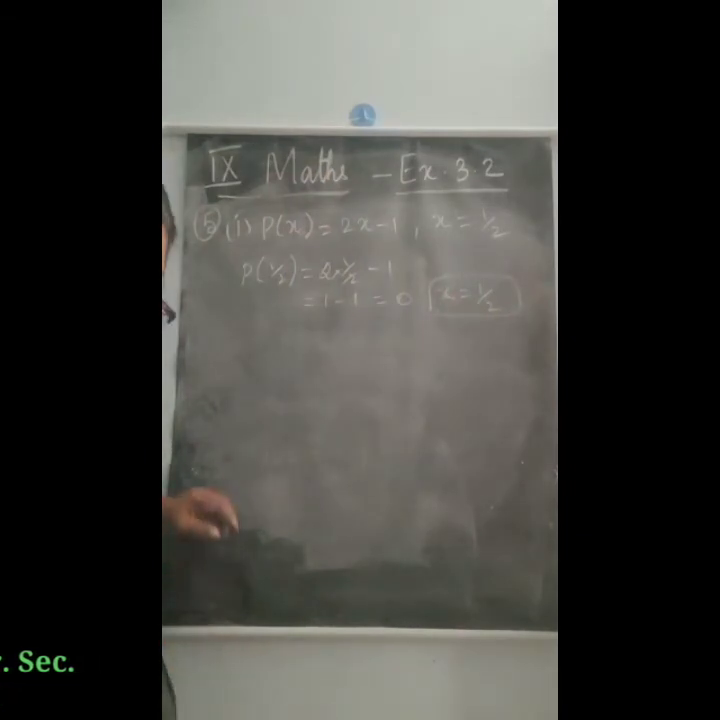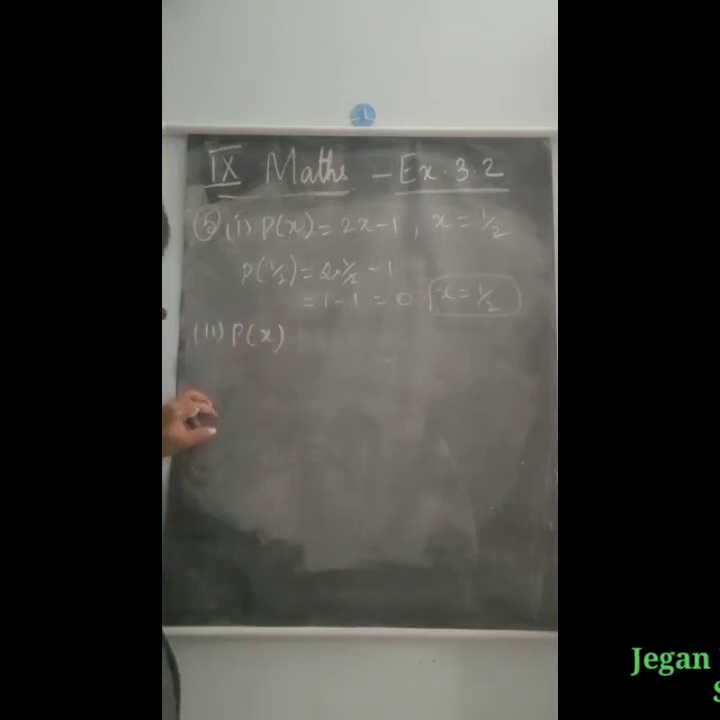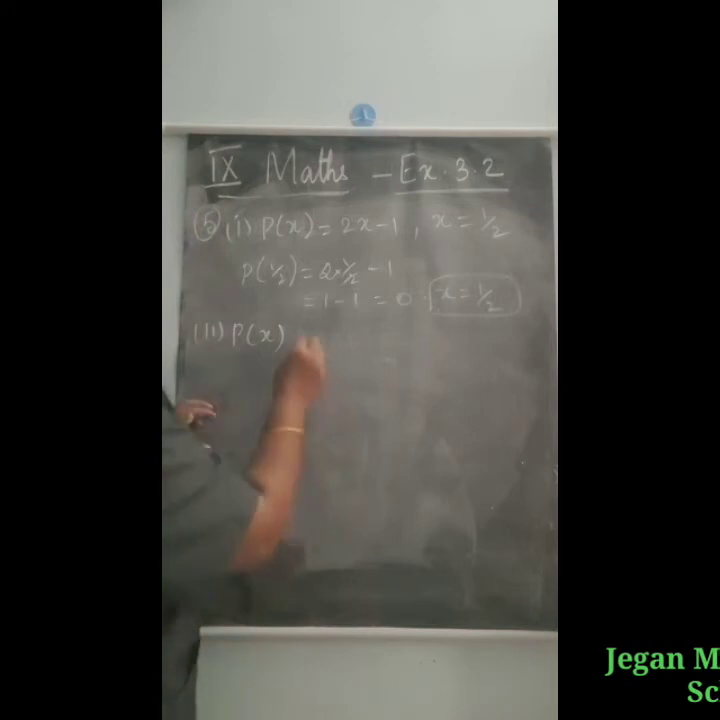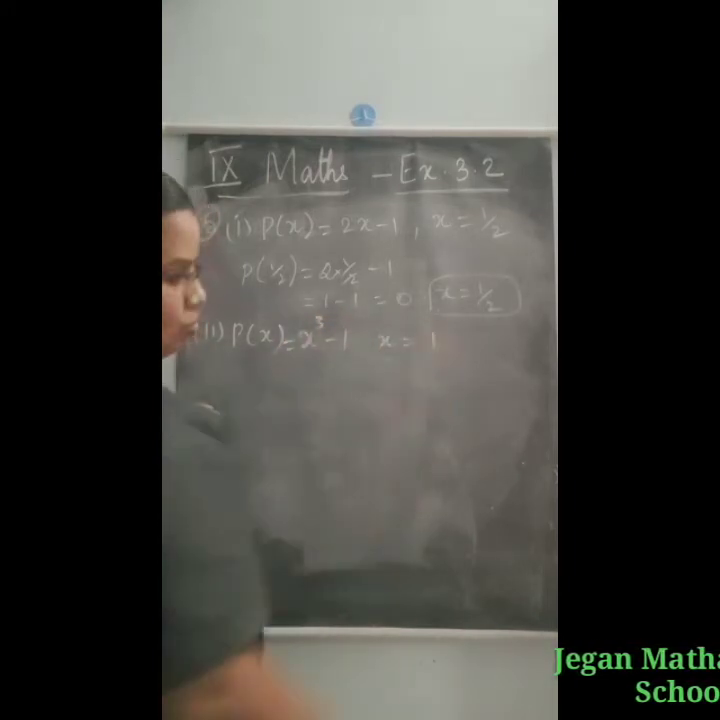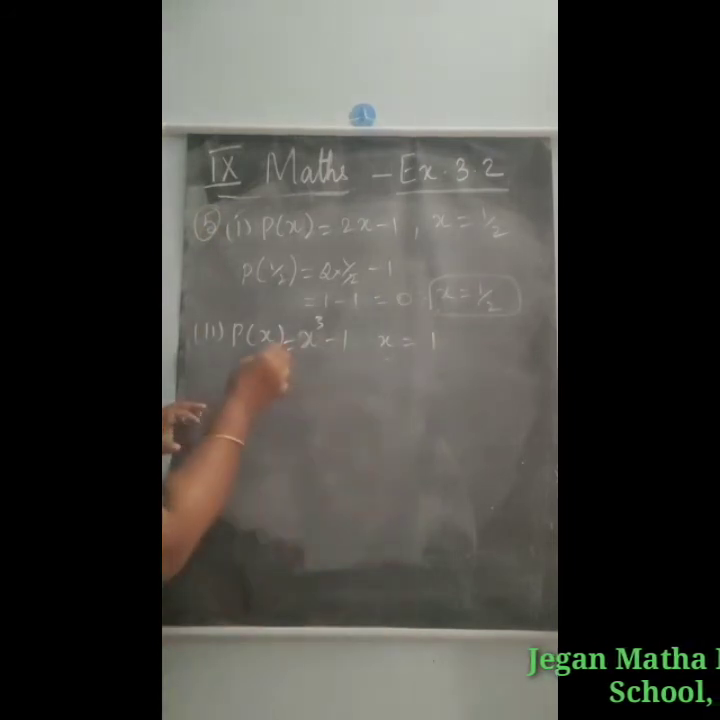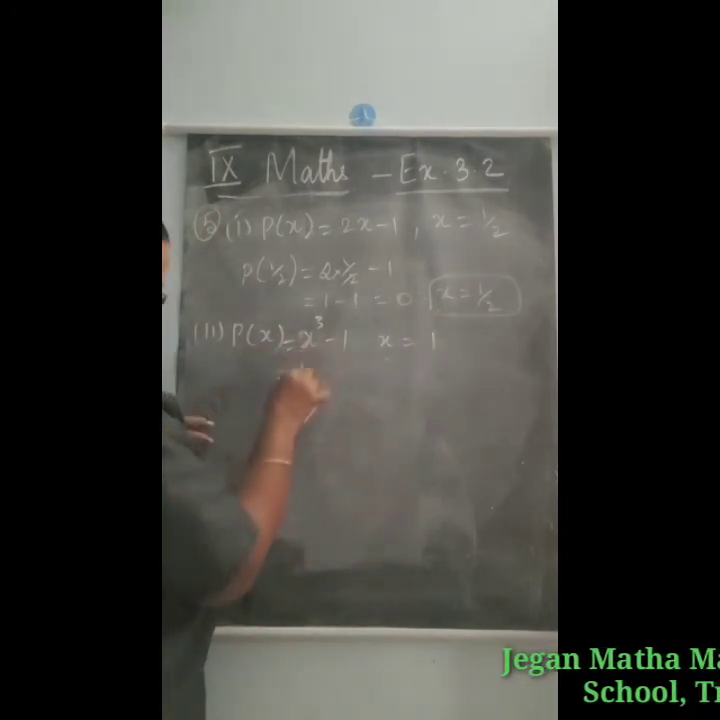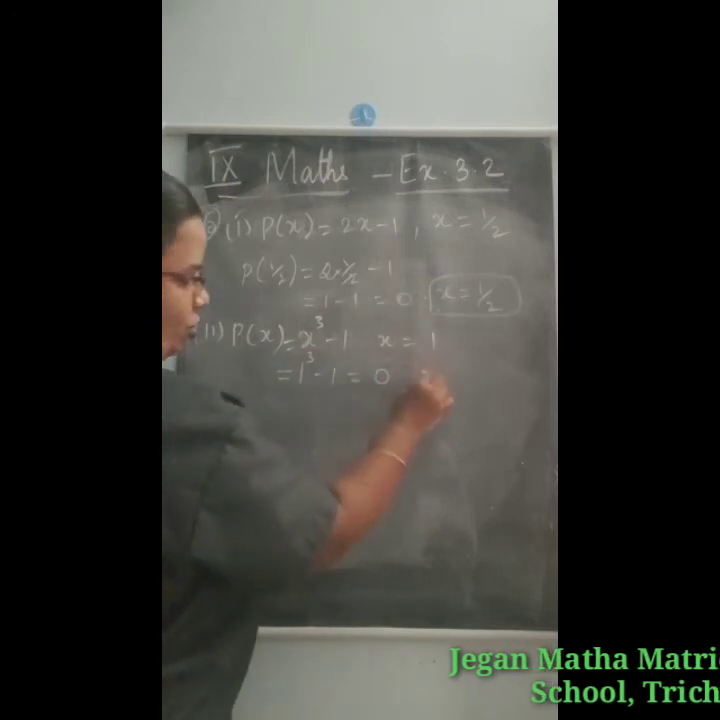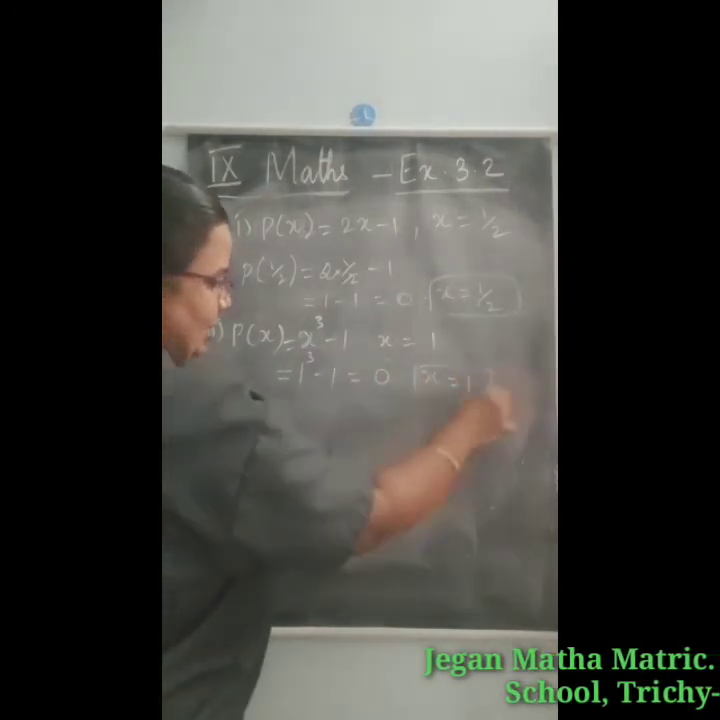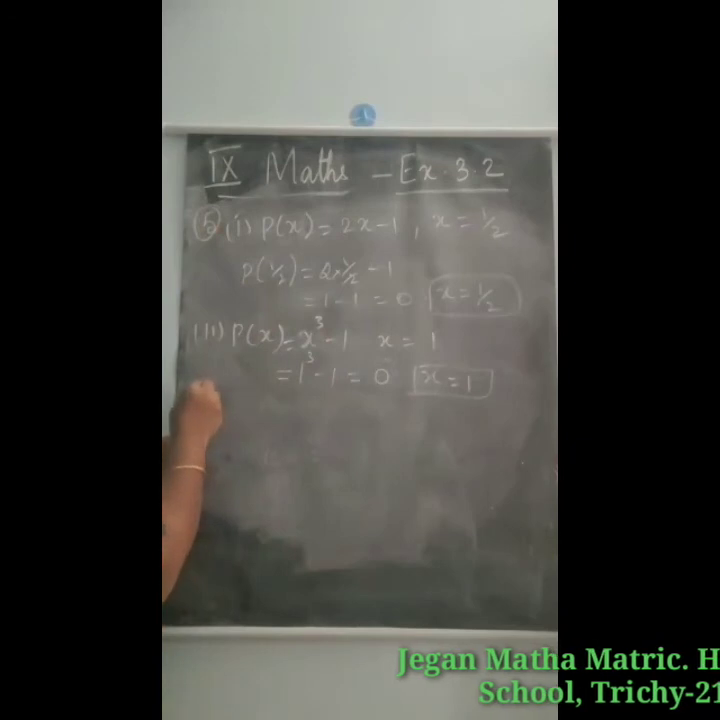Next question. p of x is equal to x cube minus 1, when x is equal to 1. So instead of x you substitute 1, which means 1 cube minus 1, and that is equal to 0. Therefore, x is equal to 1 is the zero of the polynomial.